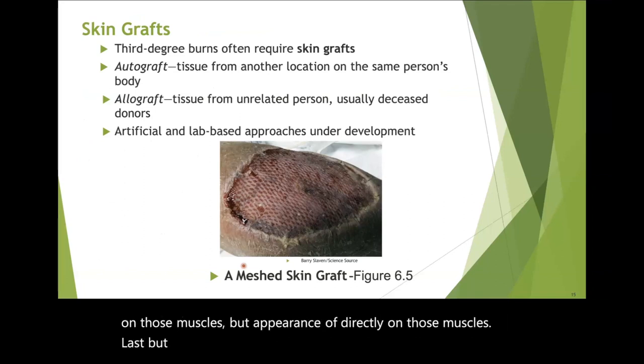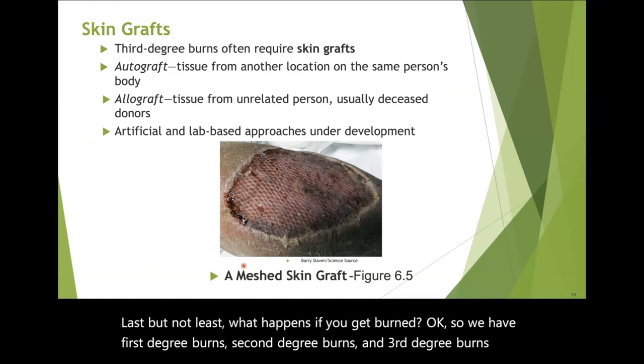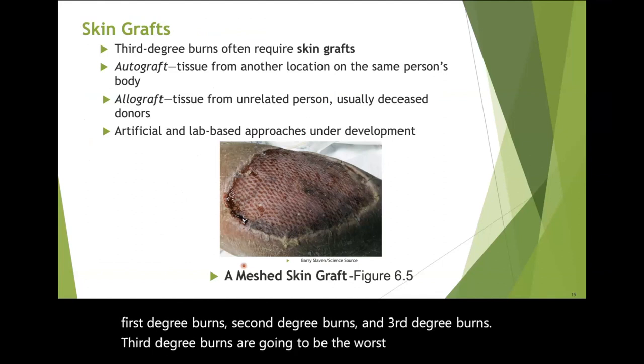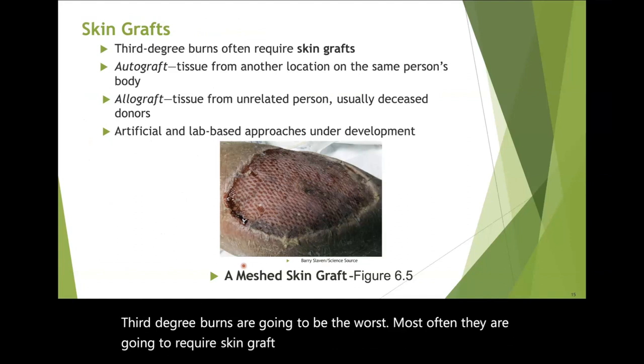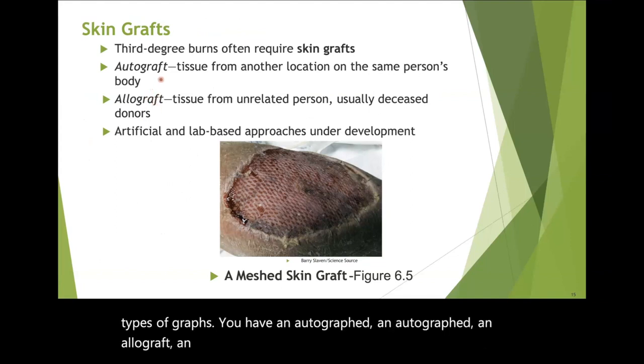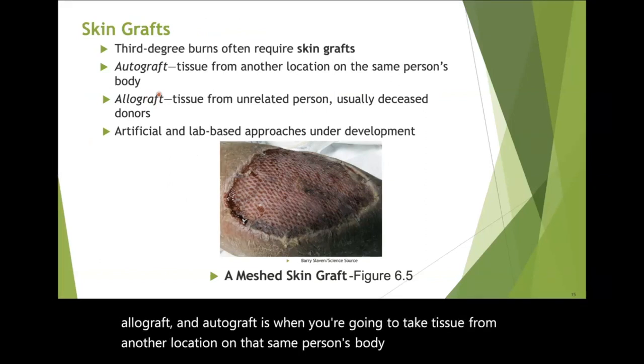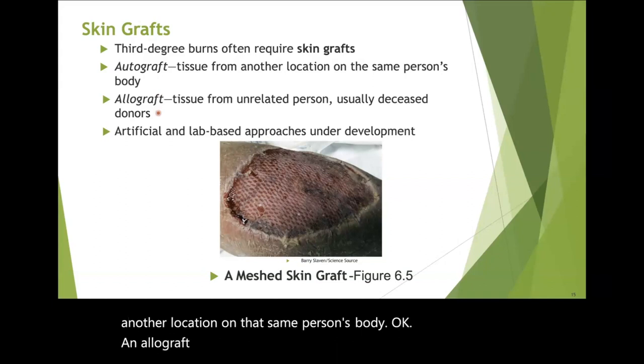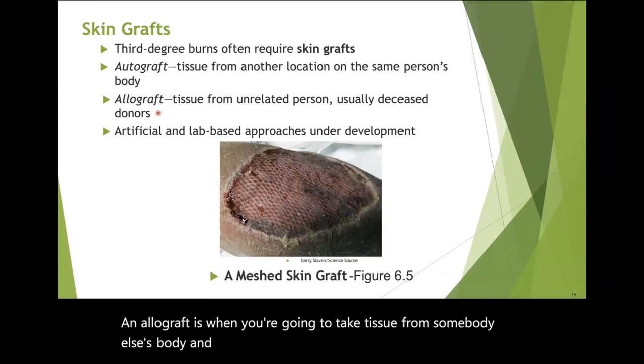Last but not least, what happens if you get burned? Okay, so we have first-degree burns, second-degree burns, and third-degree burns. Third-degree burns are going to be the worst. Most often, they're going to require skin grafts, okay? So you got a couple of different types of grafts. You have an autograft, and an allograft. An autograft is when you're going to take tissue from another location on that same person's body, okay? An allograft is when you're going to take tissue from somebody else's body and put it on the burn victim. So it's usually a deceased donor.